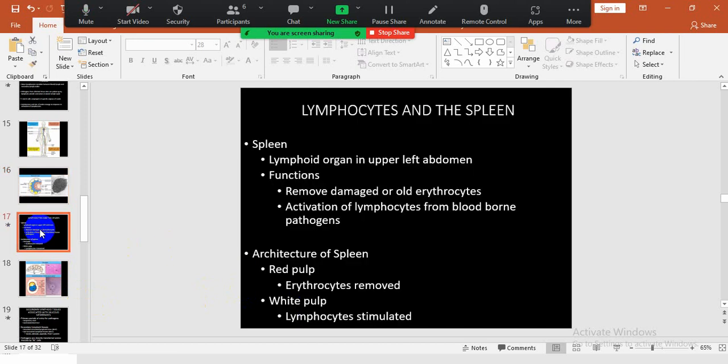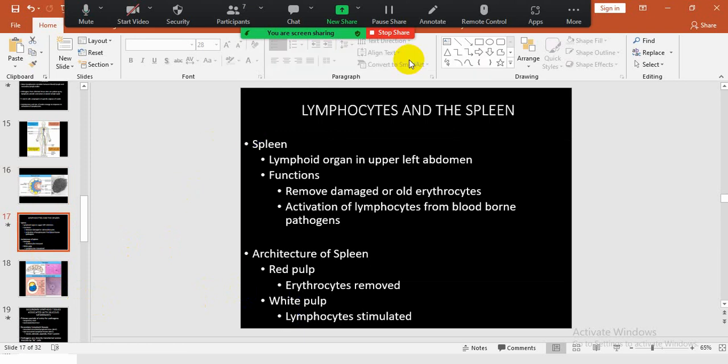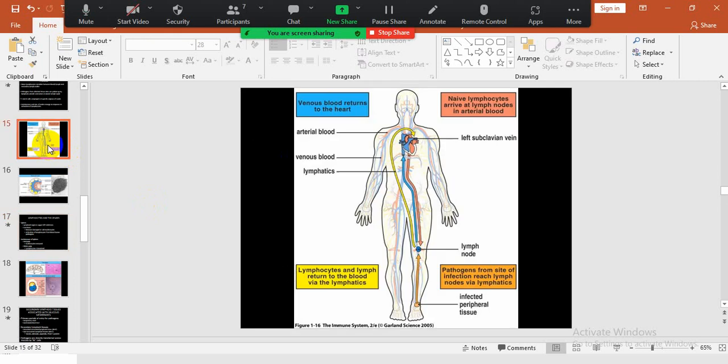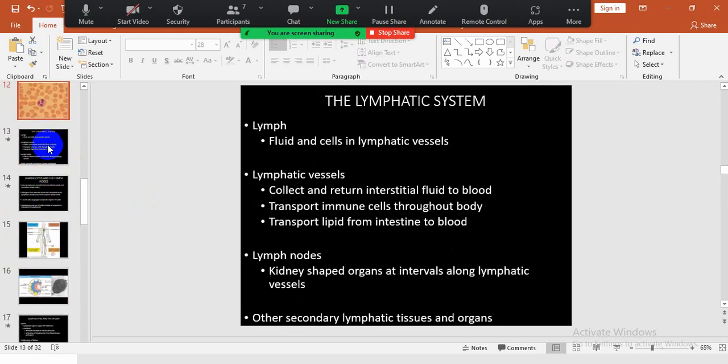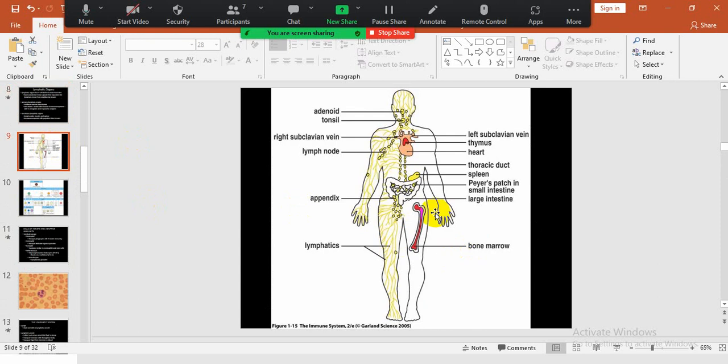So lymphocytes and the spleen. So the spleen is also what? A lymphoid organ in upper left abdomen. Let me show you the spleen. So this is the spleen. Can you see the spleen now? Can you see it? Yes, sir. Okay.